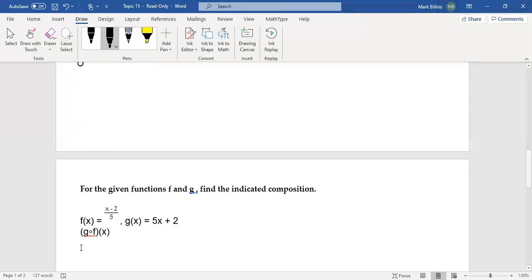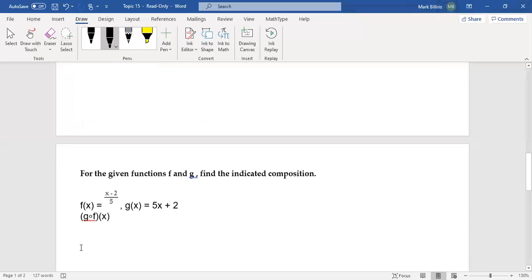Next example, for the given functions f and g, find the indicated composition. So we have f of x equals (x minus 2) over 5, g of x equals 5x plus 2. Now again, be careful because this is asking us to find g of f of x, which means we plug the answer to f of x into the x's in the g function.